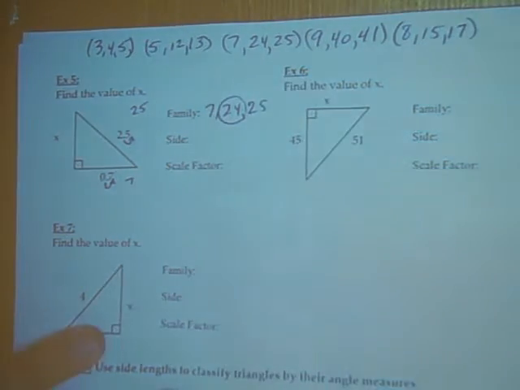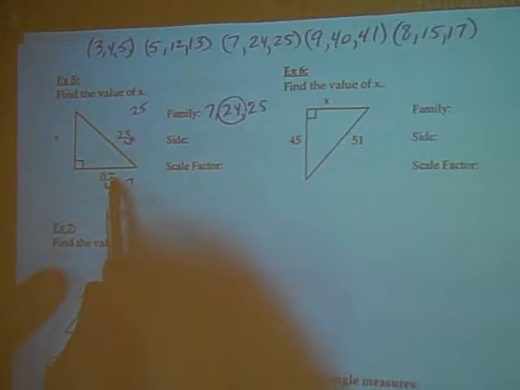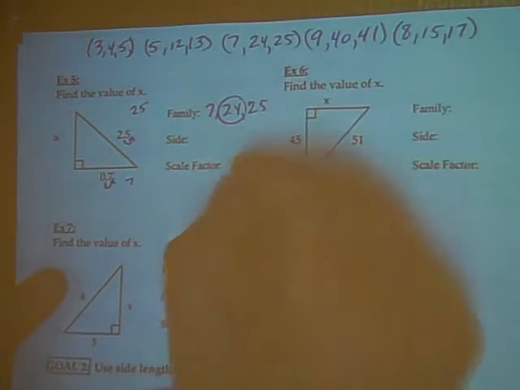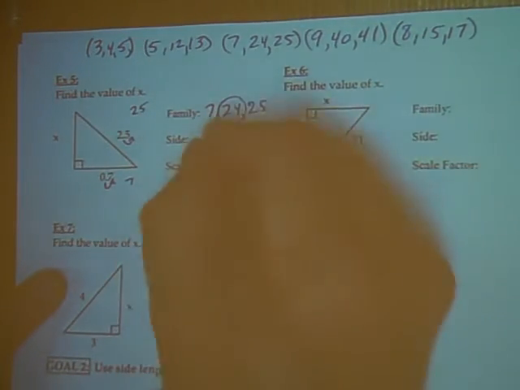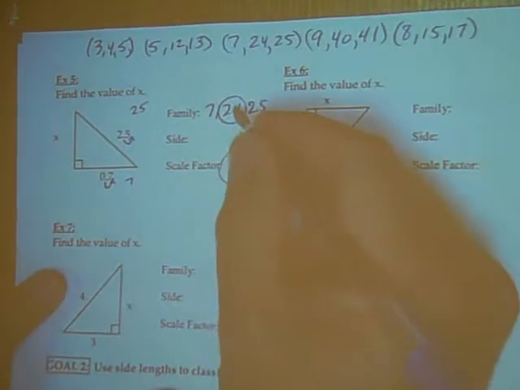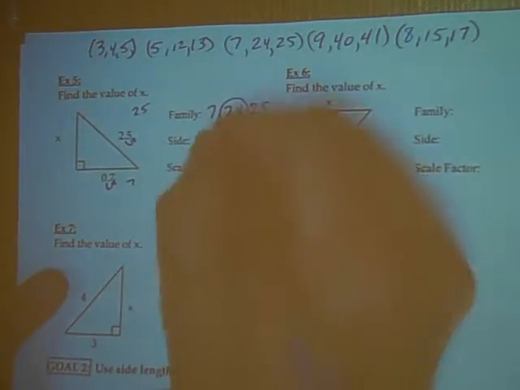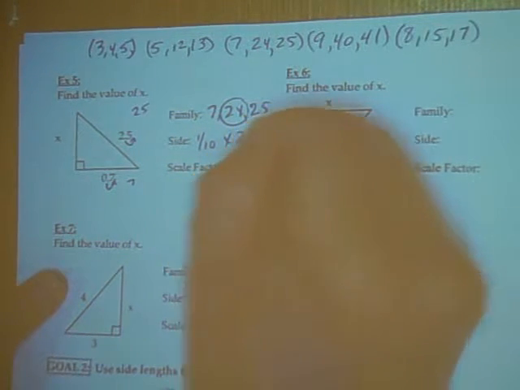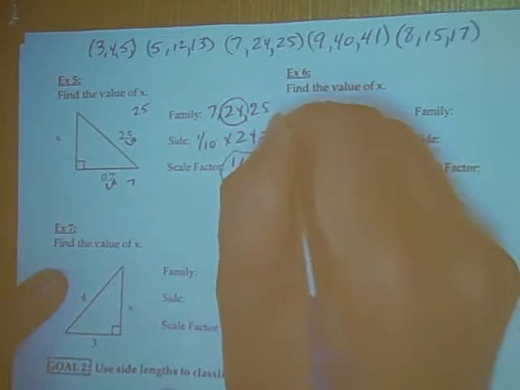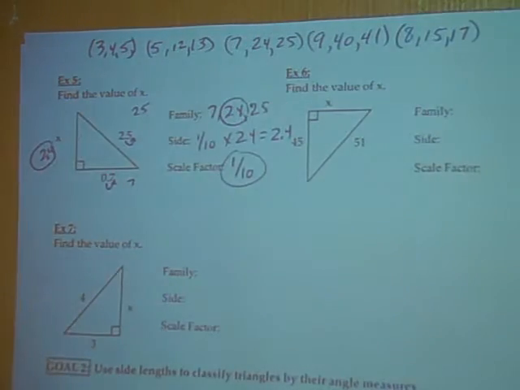I'm going to circle that part that was missing, my scale factor. Since I had to multiply by 10 to go back, I divide by 10. So my scale factor is going to be 1/10. Now what do I do? I multiply my missing family member and my scale factor to find out what's the length of that side. So 1/10 times 24 equals 2.4. And that would be my missing side right there.